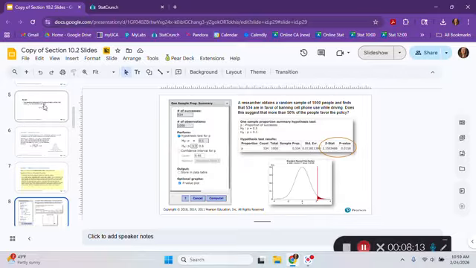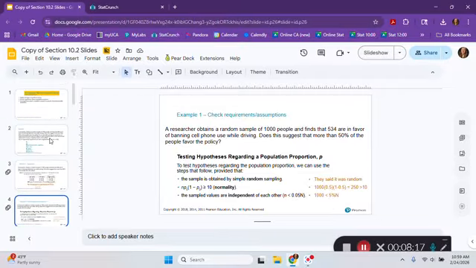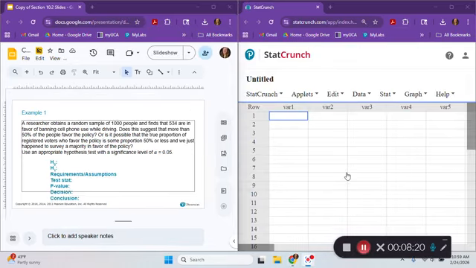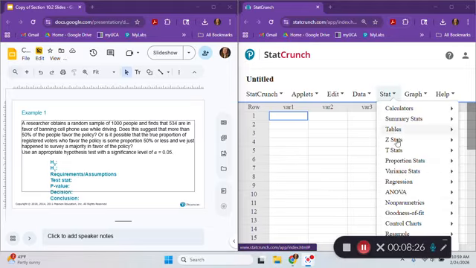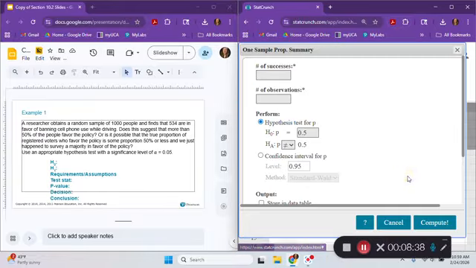I have all of it here, but I'm actually going to go back on my slides to where we had. Okay, and I have pulled up a blank StatCrunch spreadsheet here. And so we are going to stat, proportion stats, 1 sample. In this problem with the cell phones, they did not give us raw data. I don't see anything in my spreadsheet. So we're going to go to with summary.